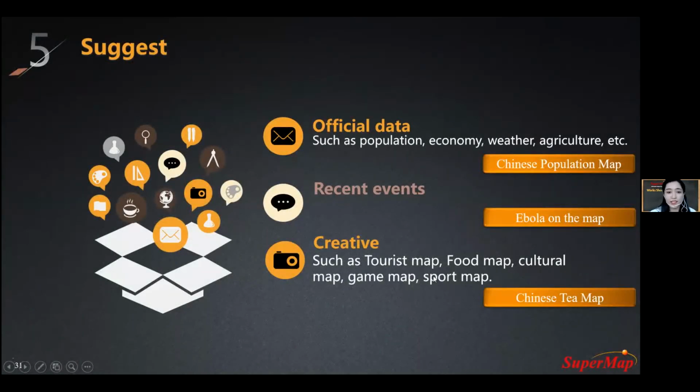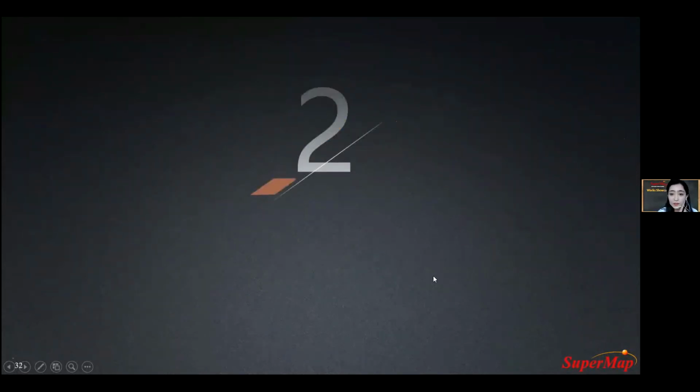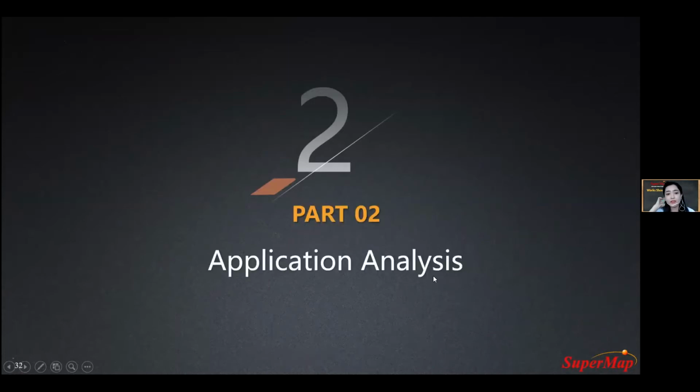Okay, and the third part is the creative part. And you can do some creative work, such as the tourist map, the food map, and the culture map, or the game map, sport map, and so on. And the mapping part is finished. And let's start the second part, the application analysis.